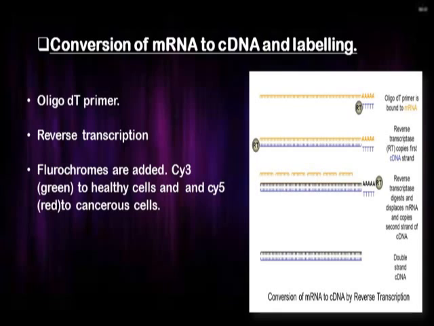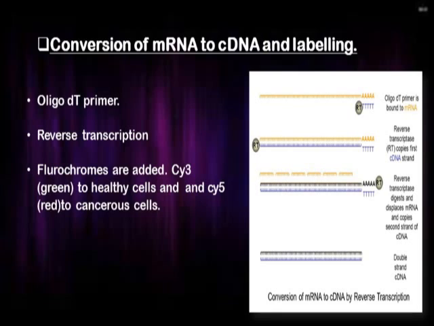Then after reverse transcription, dyes known as Cy3 and Cy5 are added. Now till here the steps are common for both healthy and cancerous cells. Fluorochromes are added. Cy3, which is green, is added to the healthy cells, whereas Cy5, which looks red, is added to the cancerous cells. Now we have a red colored sample and a green colored sample.